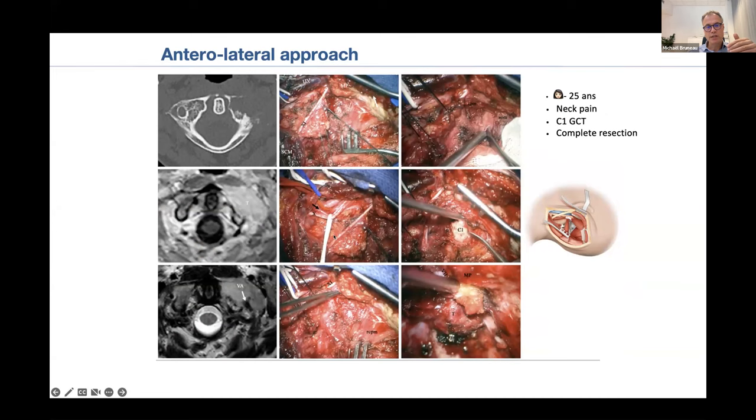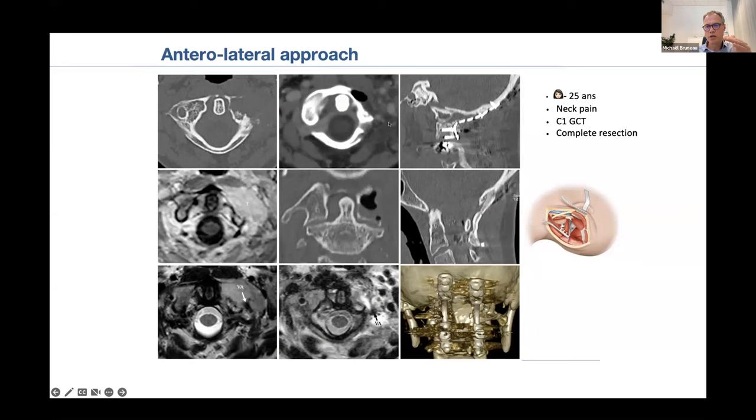In this situation, the tumor recurred a few years after. And at that time, the vertebral artery was sacrificed because it was too difficult to reoperate without sacrificing the vertebral artery. Sacrifice was well tolerated and a fixation was made during this second step surgery.